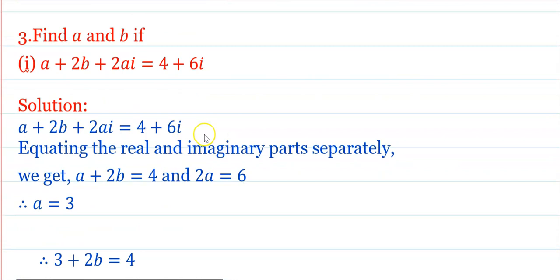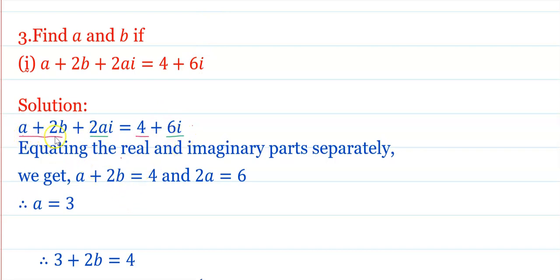Okay. Now the next question. Question number 3. Find a and b if a plus 2b plus 2ai is equal to 4 plus 6i. Now here the expression, equating the real and the imaginary part. Okay, I will underline here. The red mark is for this, this is the real part, and the green is the imaginary, this is the imaginary.